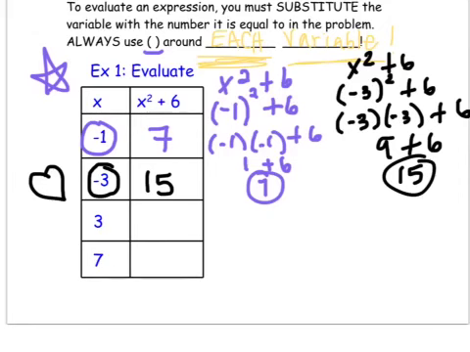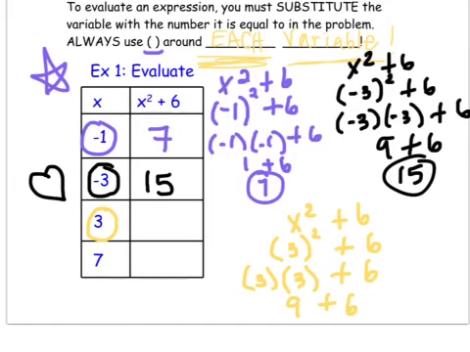Alrighty, off to 3. Go ahead and rewrite that again. X squared plus 6. So we're going to do our parentheses, and we're going to write (3) squared plus 6. We know that 3 squared means 3 times 3 plus 6. 9 plus 6 equals 15. Now, let's look at this. -3 times -3 gave us +9. That's why this comes out with the same answer, because once we square -3 or 3, we get +9.